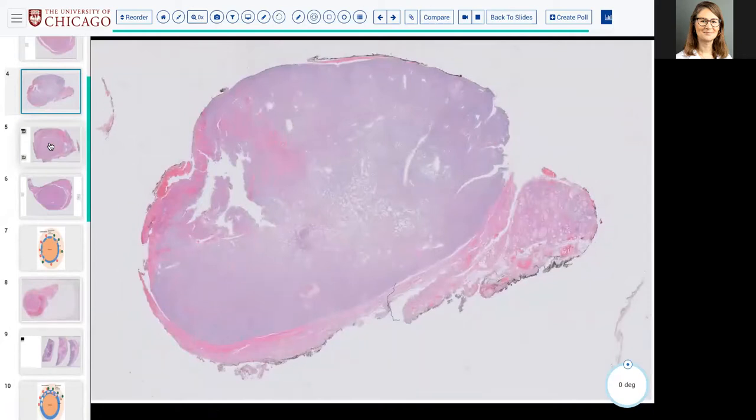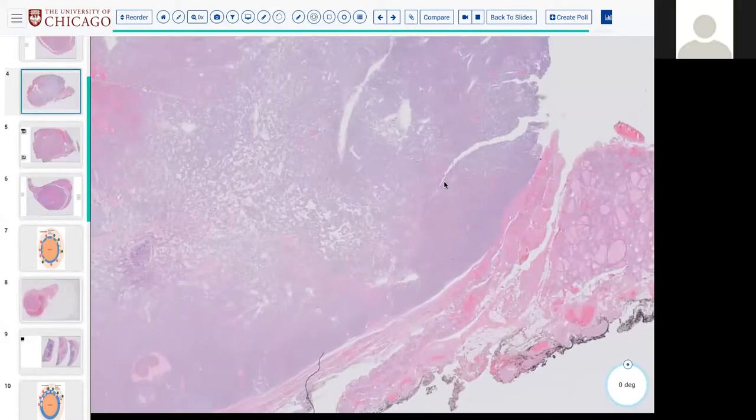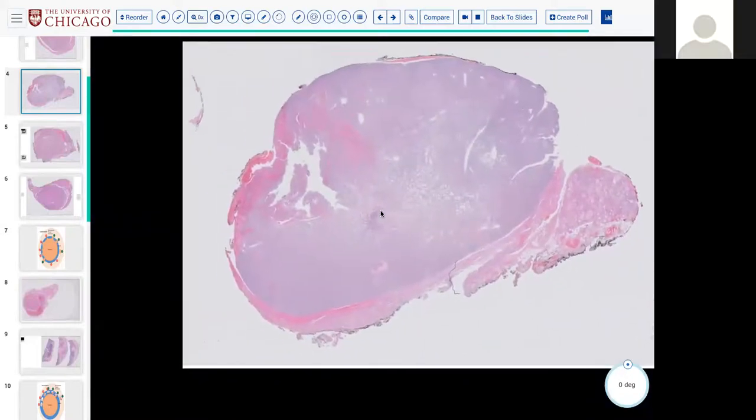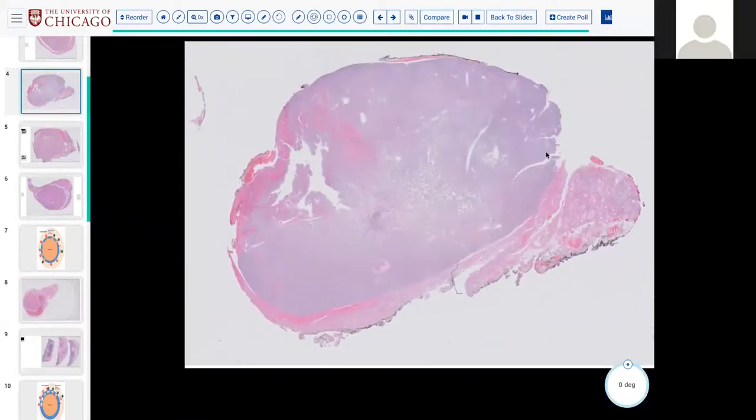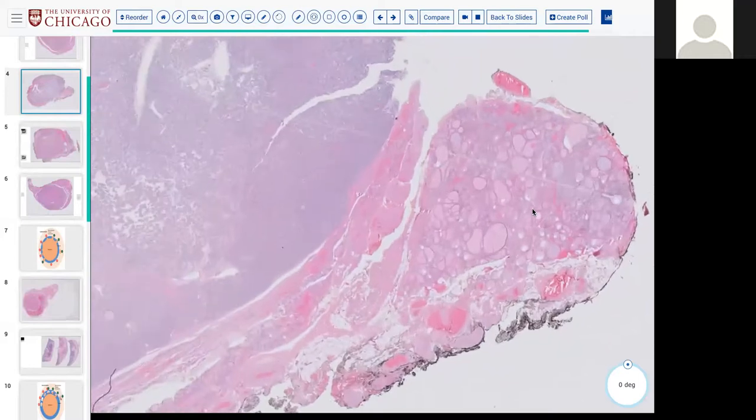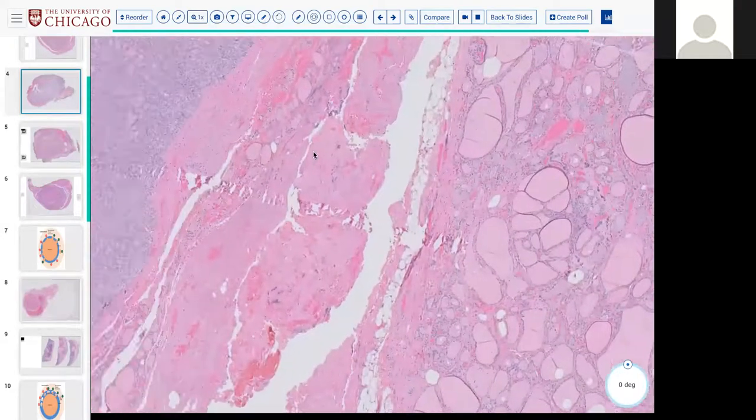Next case, another 2.5 to 3 centimeter lesion in an adult. I can do a quick description. I think we have a pretty circumscribed looking nodule. It gets a little moth-eaten at one corner or a couple of corners. We have a rim of normal thyroid on the edge, and then the nodule itself.